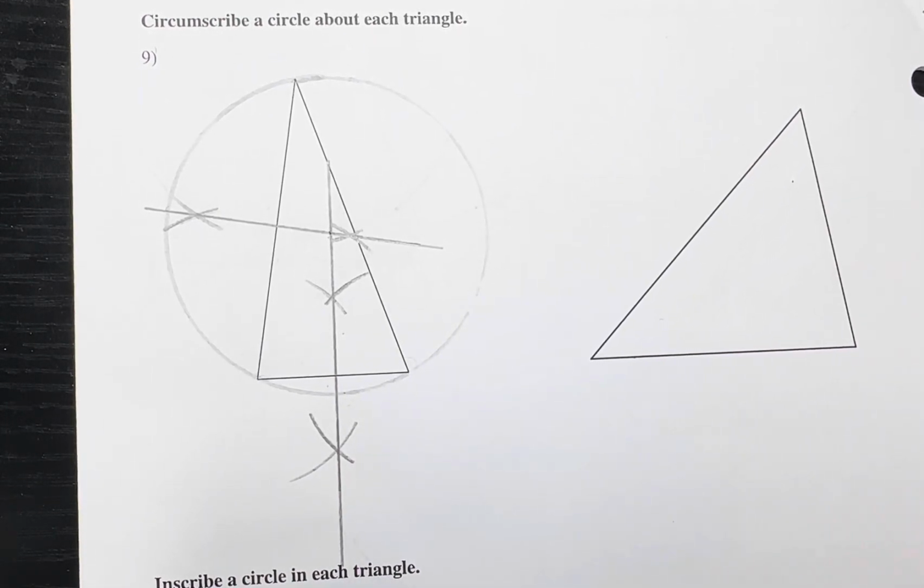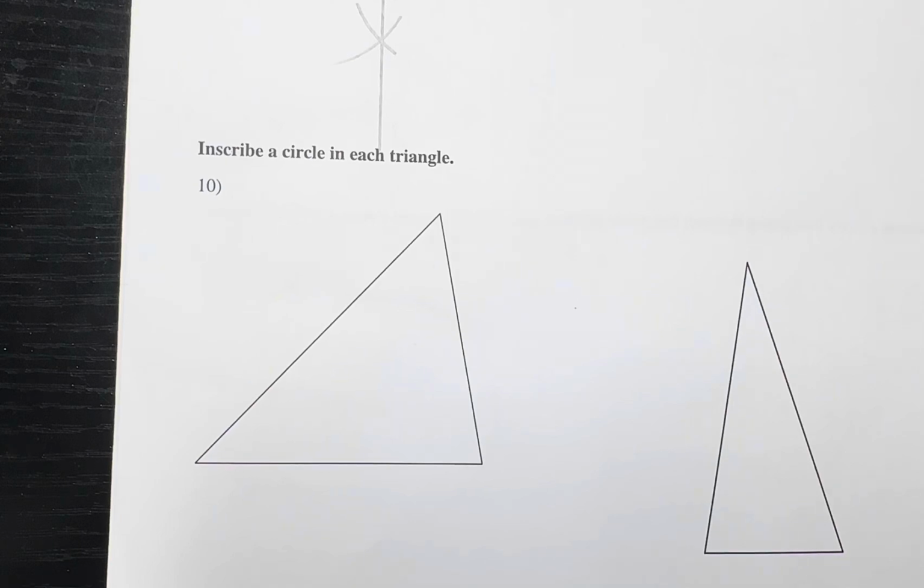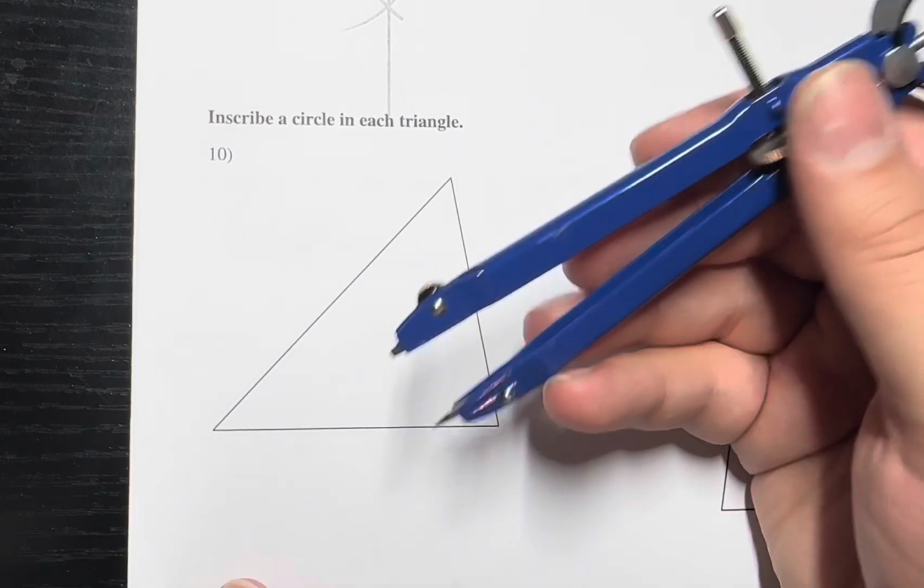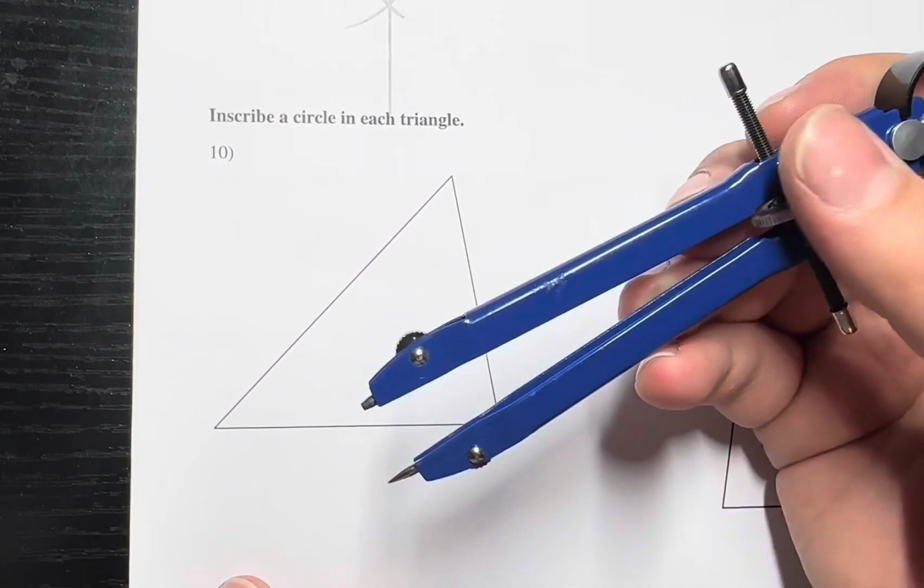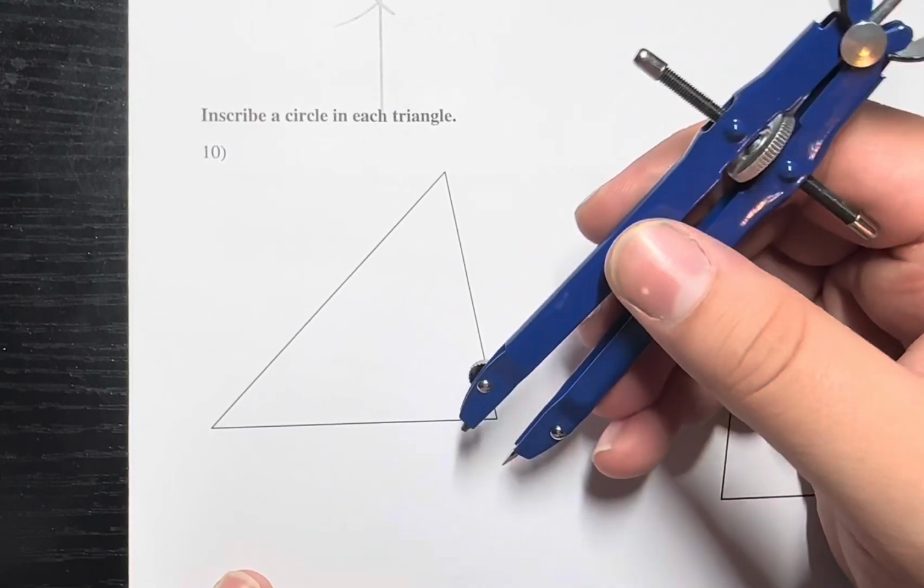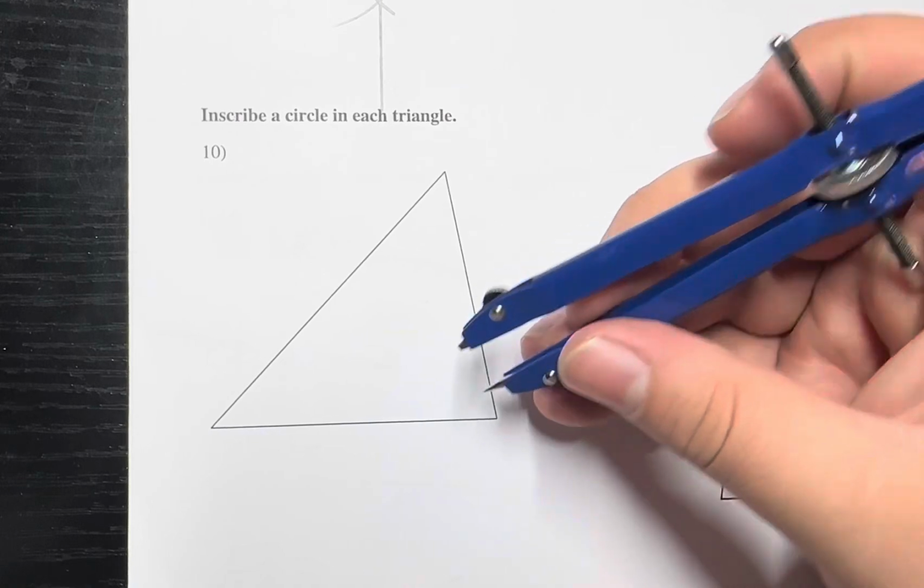Okay, we're gonna jump to number 10. It says inscribe a circle in the triangle. And inscribing just means we're going to put a circle inside of that triangle. So this one's going to be a little different from all the rest that we've done. What we're going to do is make our compass really short here. No particular length, just make it kind of small.